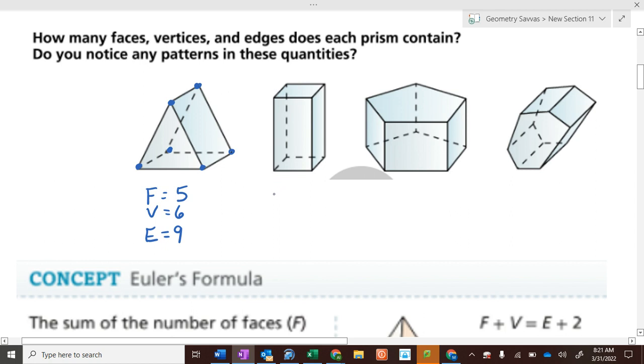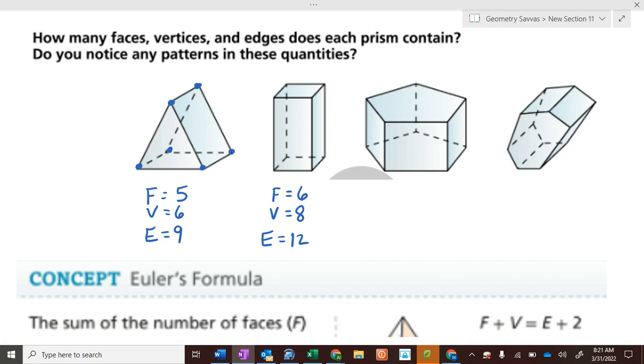Okay, this is called a rectangular prism. This is a triangular prism. The second one is a rectangular prism. How many faces does it have? 6. How many vertices does it have? 8. 4 at the top, 4 at the bottom. How many edges does it have? 12.